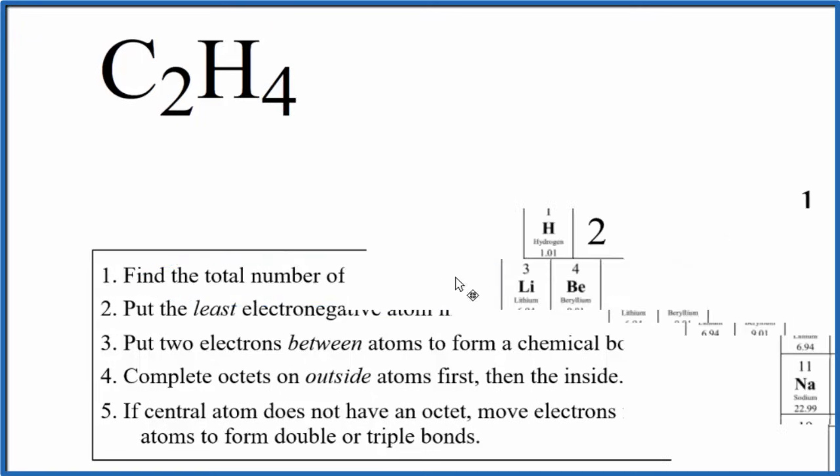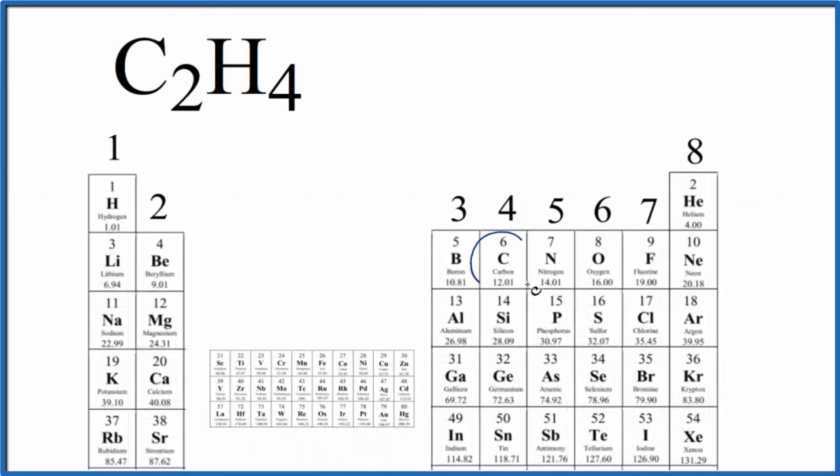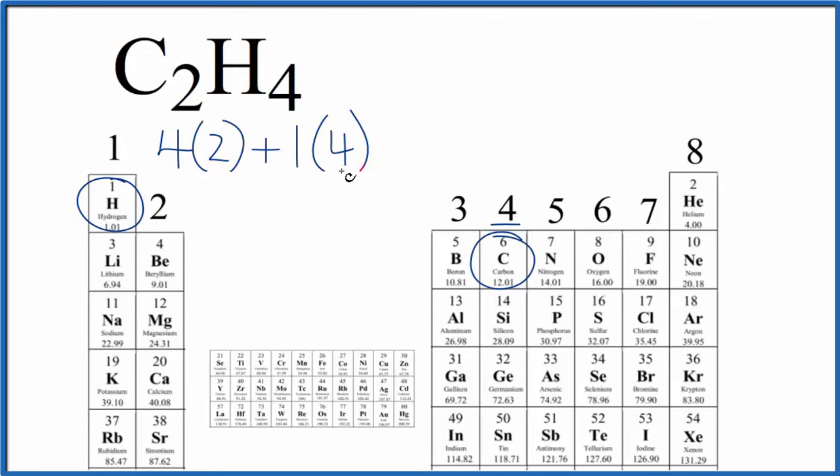The periodic table can help us do that. We find carbon, that's in group 14, sometimes called 4A. It has 4 valence electrons, and we have the 2 carbon atoms. Hydrogen right here, group 1, all of these elements have 1 valence electron. We have 4 hydrogens, so we have 8 plus 4, 12 total valence electrons for the C2H4 Lewis structure.